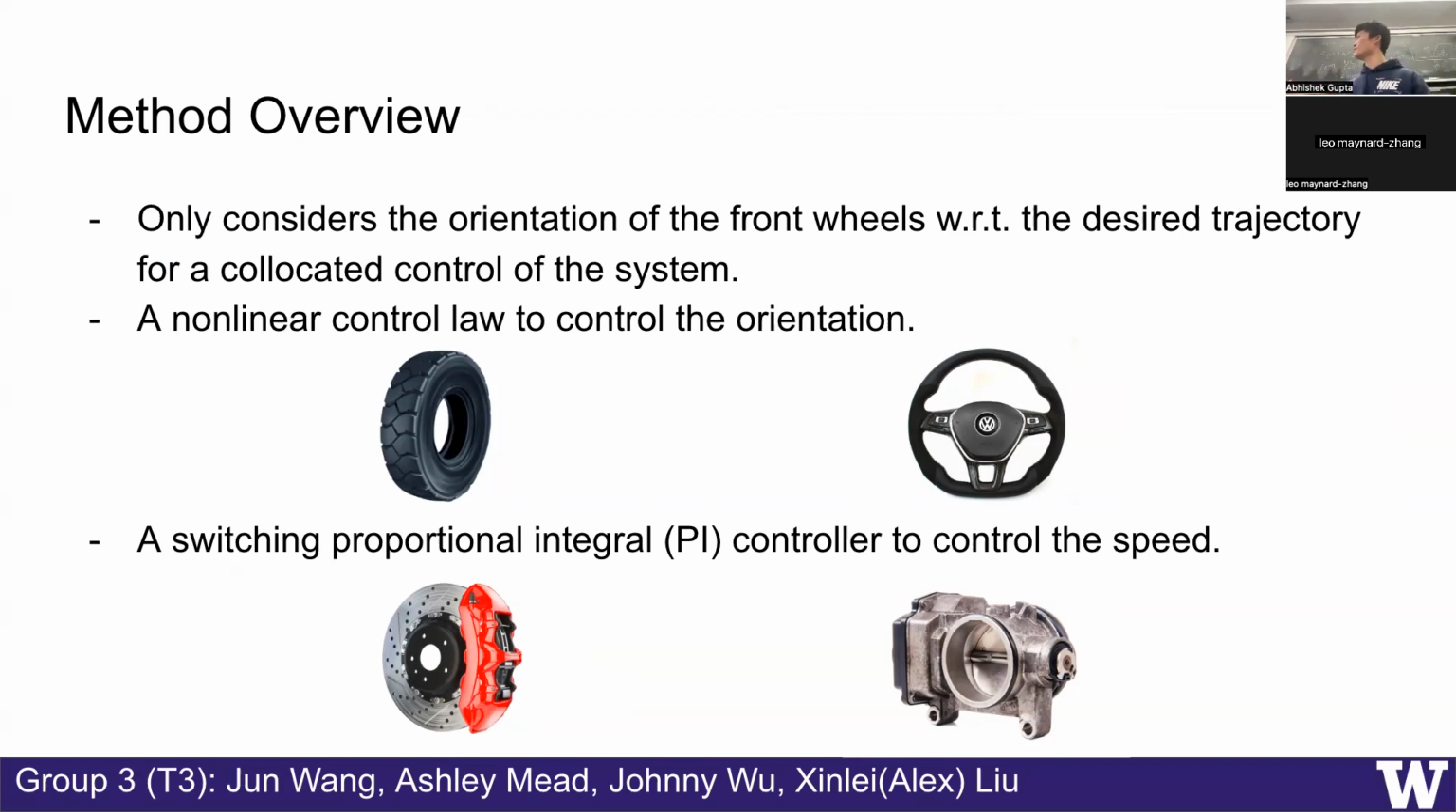Collocated control basically means that the actuator and the sensor are very close to each other so that you have more immediate feedback and control. Aside from that, it uses two processes. The first is a nonlinear control law to control the orientation of the car, and it just controls the tire and the steering wheel. They also have a switching PI controller to control the speed of the car, in this case the brake and throttle.